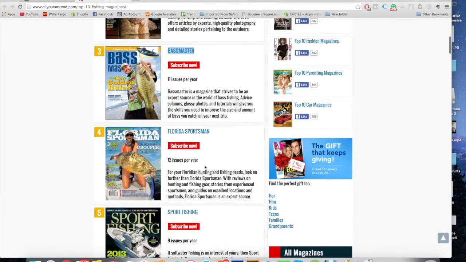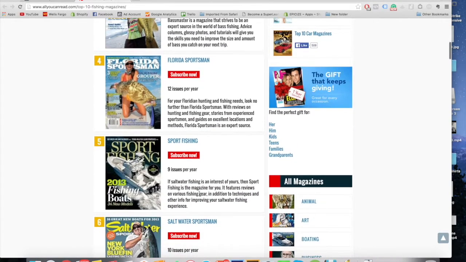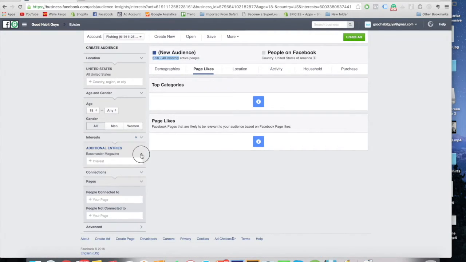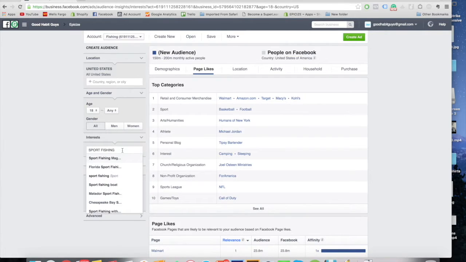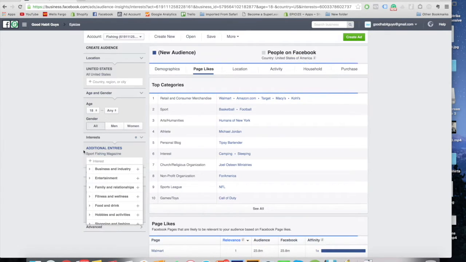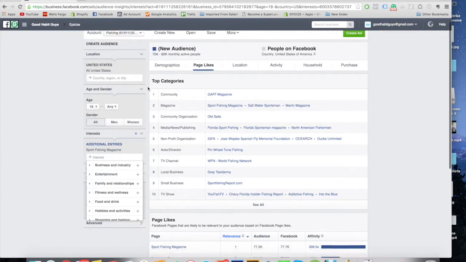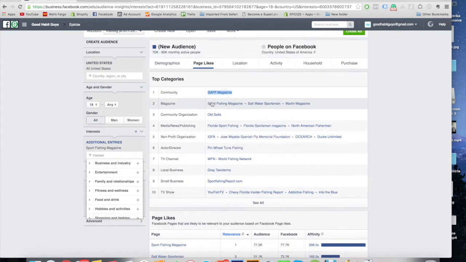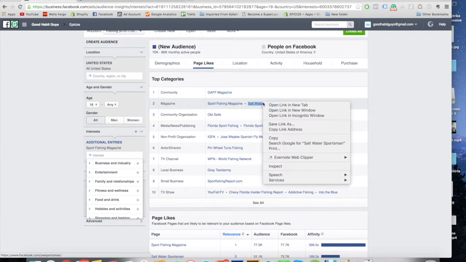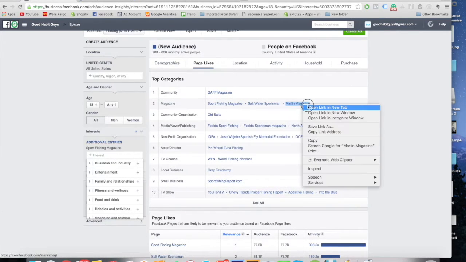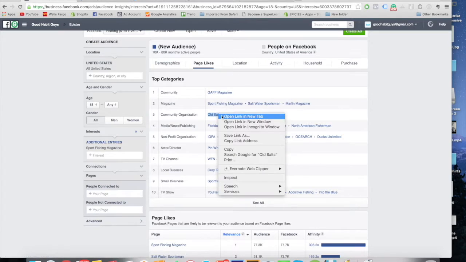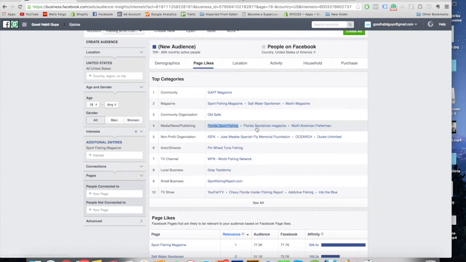Okay, Florida Sportsman, Florida hunting and fishing needs. Again, hunting and fishing. Sport fishing. Let's see if we can find anything with sport fishing. Sport Fishing Magazine. Okay, 70 to 80,000. Excellent, that's already something. Now, again, we're gonna open up these categories and see where we can get to. Florida sport fishing.